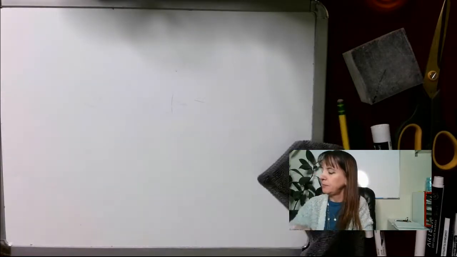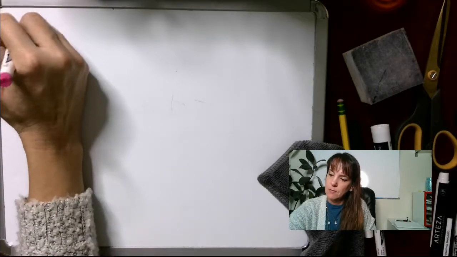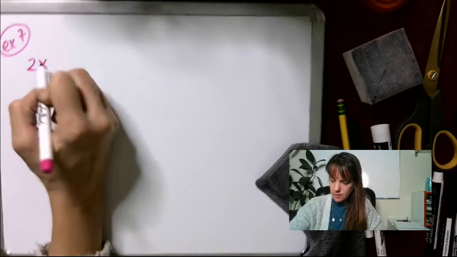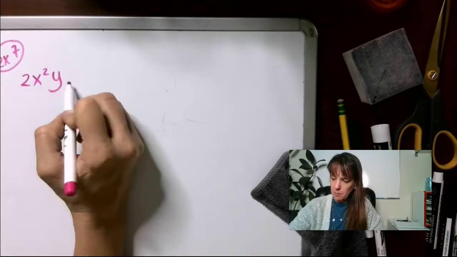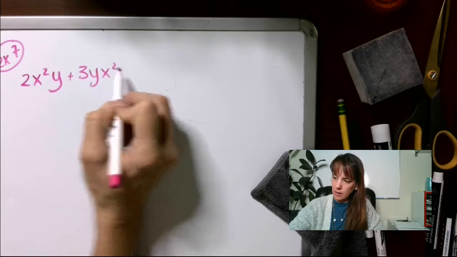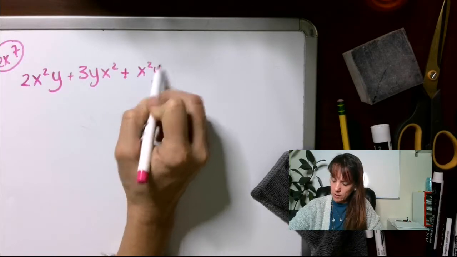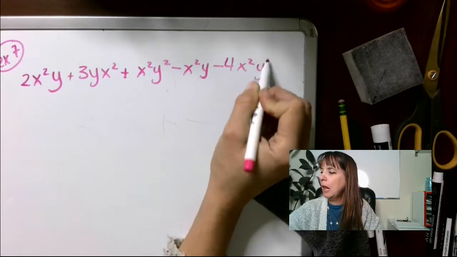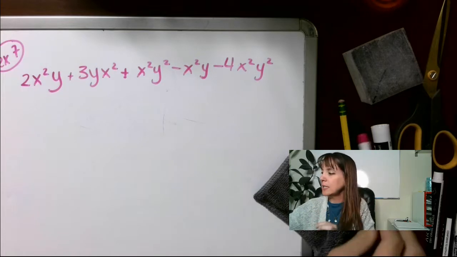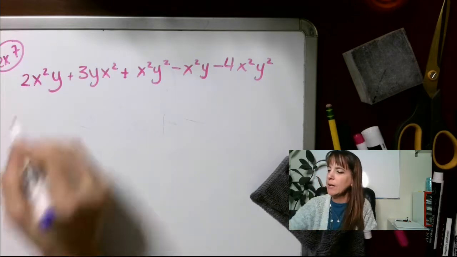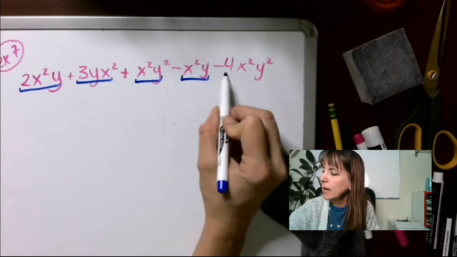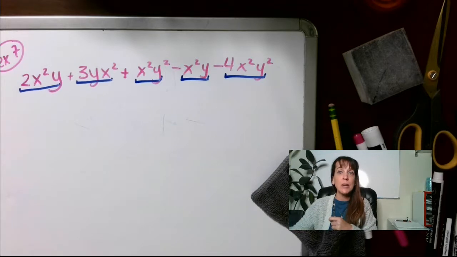Example number 7. All right, so we've got 2x squared y plus 3y x squared plus x squared y squared minus x squared y minus 4x squared y squared. What? All right, within these, let's again establish how many chunks we have. We have 1, 2, 3, 4, and 5 chunks. Within those chunks, we need to alphabetize.